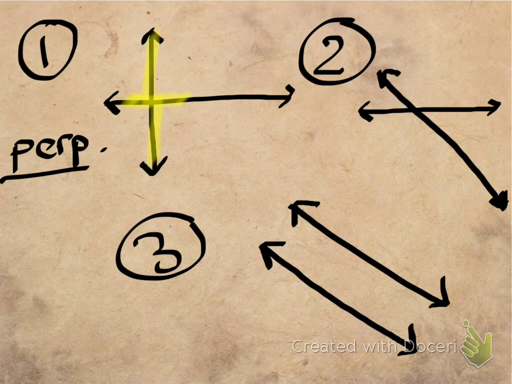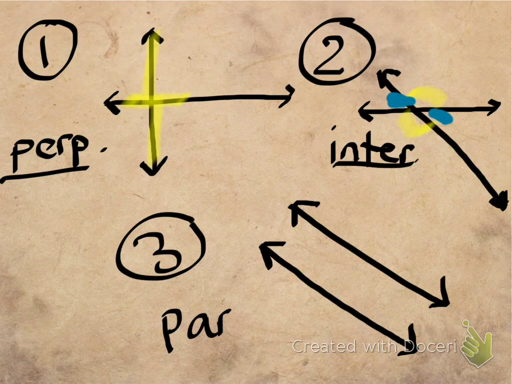Number 2, it's also crossing, but it's making two large openings and two small openings. It must mean that they are intersecting lines. I'm going to write inter for short. And the last type of line we reviewed were called parallel. These are parallel because they are never going to cross and they are next to each other. So these are parallel.